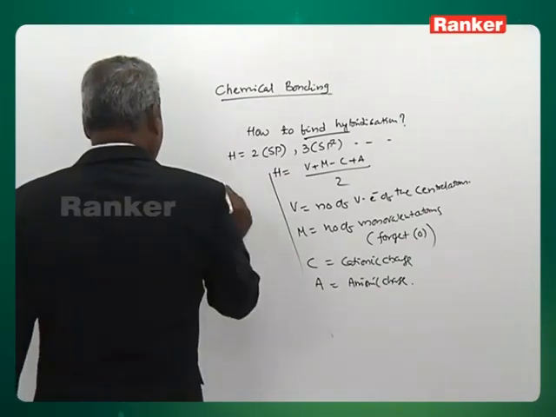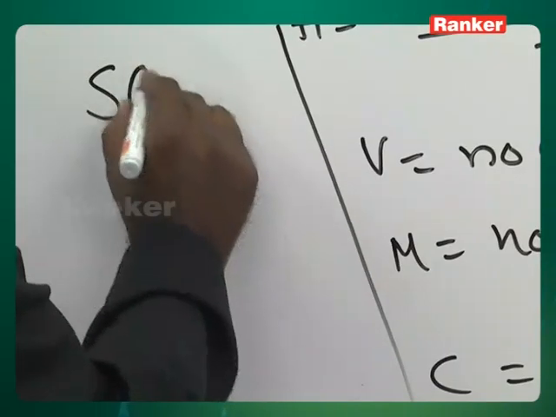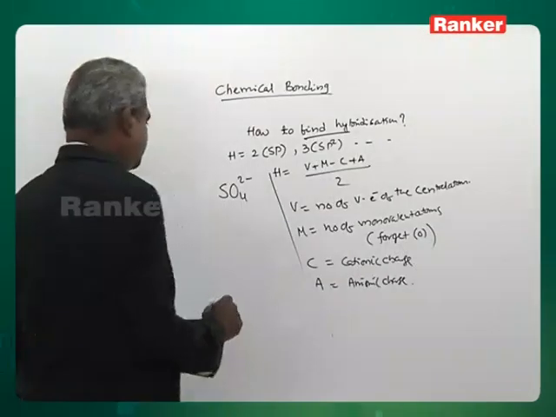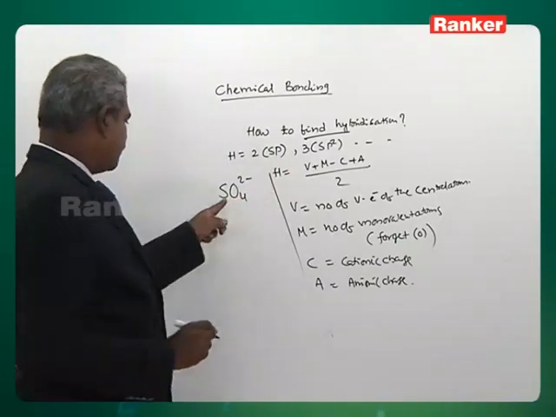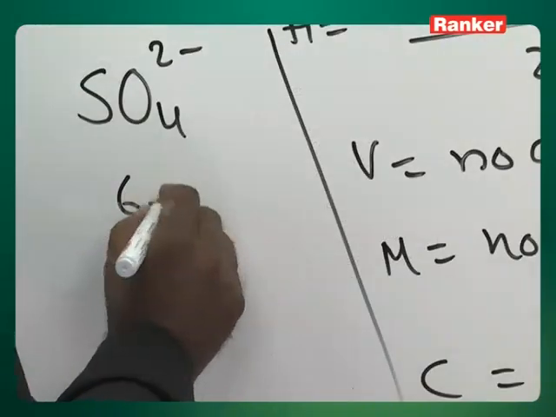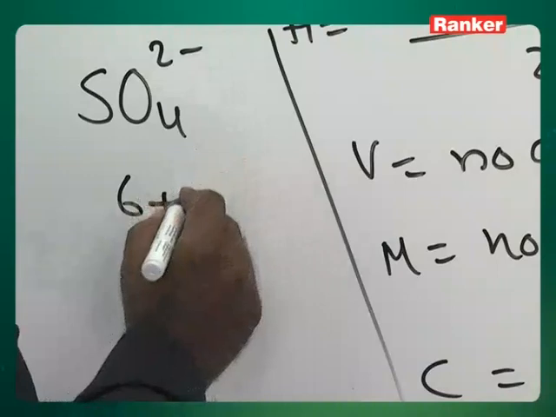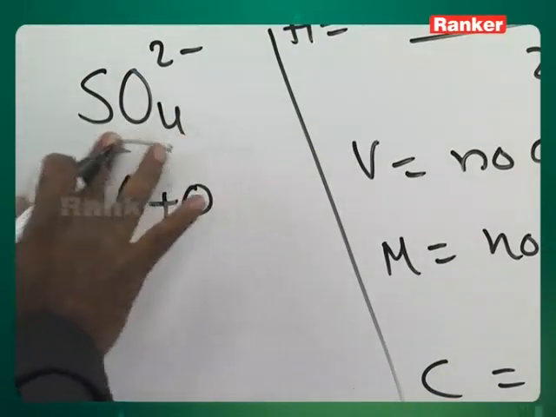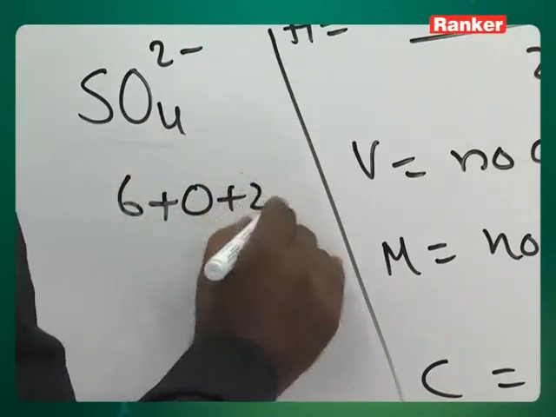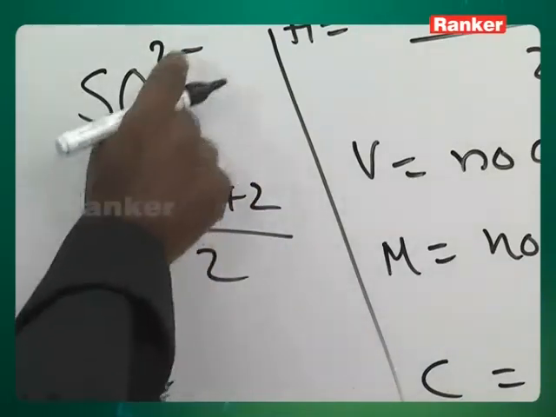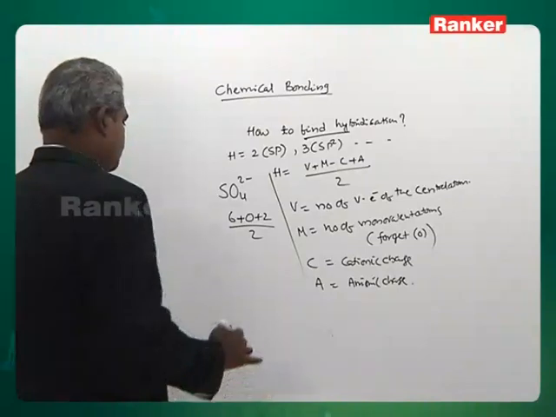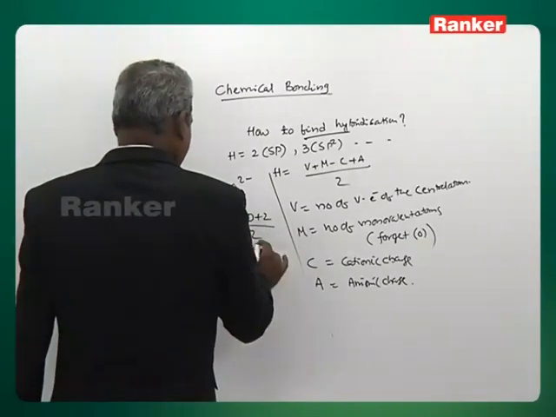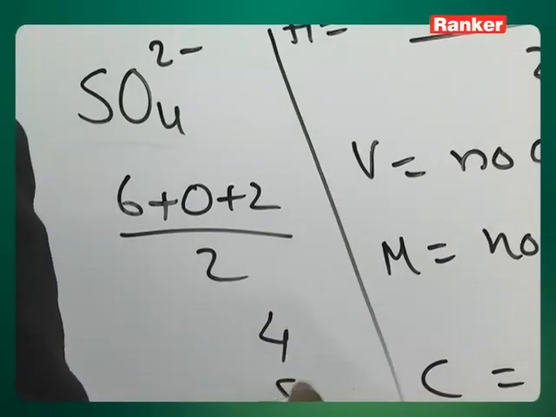Now, SO4 2 minus. Valence electrons of sulfur 6. Ignore oxygens, therefore 6 plus 0 plus 2 by 2. So, after all said and done, 6 plus 2 by 2, 8 by 2, 4, sp3.